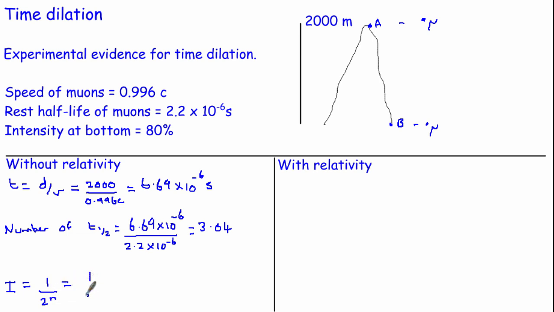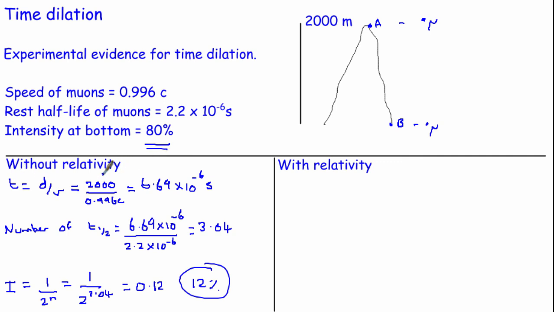So 1 over 2 to the power of 3.04. And if we do that, we get roughly 0.12. In other words, 12% of the muons should get from the top to the bottom. Unfortunately, when you actually do this experiment, you get a number of about 80%. So this is quite clearly wrong. It's a huge difference compared to what the actual experimental numbers are.